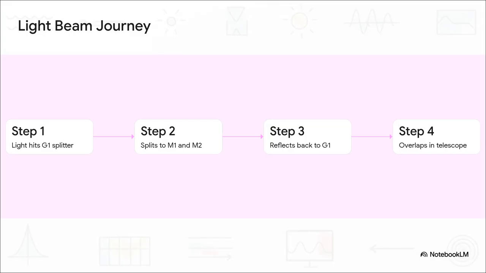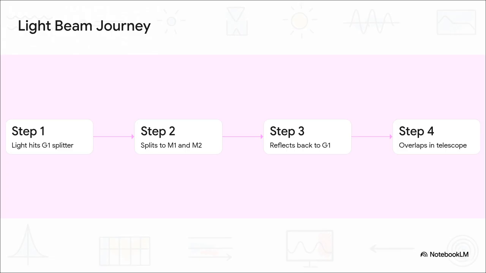Let's trace the actual journey of a single beam of light through this maze. Step 1. Our monochromatic light passes through a collimating lens, which makes the rays perfectly parallel, and it hits right into that beam splitter, G1. Step 2. It splits. Part of the light reflects off the back of G1 and travels along path AC up to mirror M1. The rest of it transmits straight through along path AB towards mirror M2.